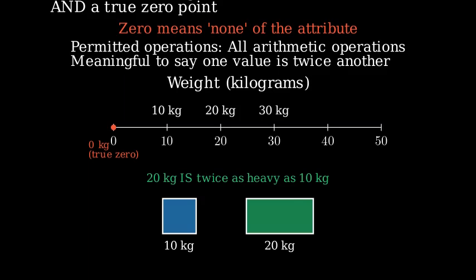0 kilograms means no weight at all. 10 kilograms is truly twice as heavy as 5 kilograms. Similarly, a person who earns $60,000 makes 3 times as much as someone earning $20,000.